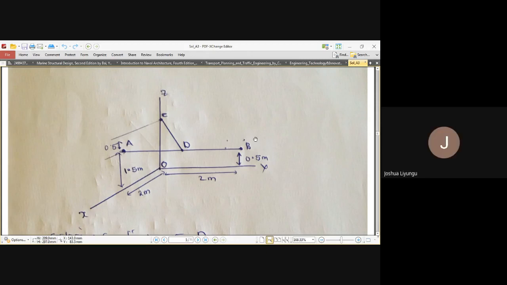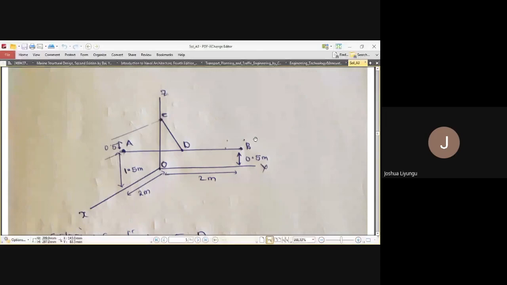Very simple. Then the question is saying D is the middle point of AB. For the sake of time, you can just calculate the magnitude of AB and then divide by 2, which will simply mean you have the distance AD and BD.